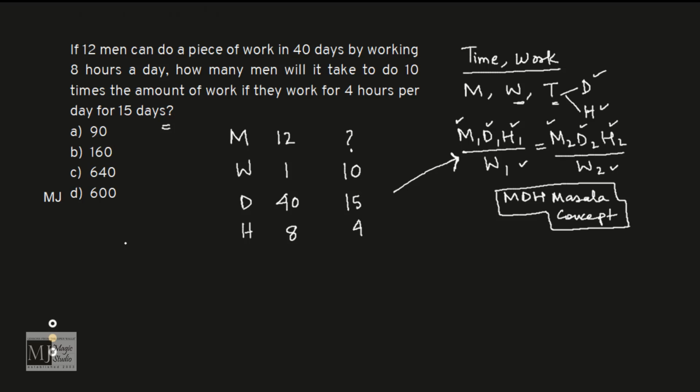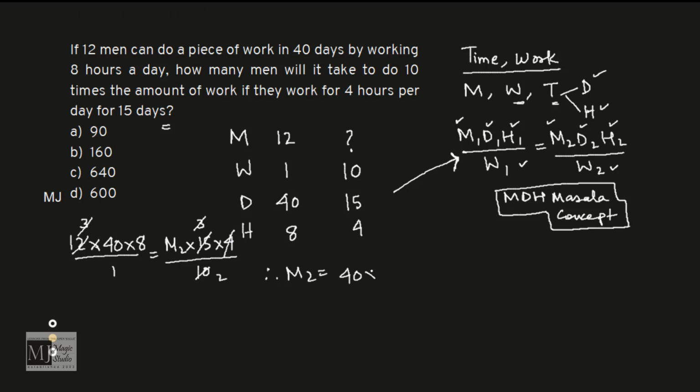So let's do it. So what we will have: 12 into 40 into 8 by 1 equals M2 into 15 into 4 by 10. Okay, 4 3 times 12 gone. Then we have 5 3, 5 2, 3 3 gone. Therefore, M2 is 40 into 8 into 2. 16 into 4 is 64 and 0. So we need 640 men to do this kind of work in 15 days working at 4 hours per day. 640, option C is the answer.